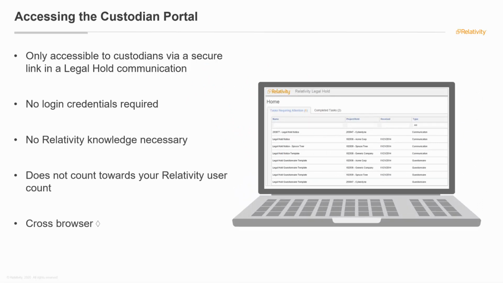There are no login credentials required. Once you click the link, you are taken directly to the portal. Essentially, the link is the password to the portal. Users don't need any Relativity knowledge in order to use it, and the number of custodians in the portal does not affect your Relativity user seat count either. And the custodian portal is compatible with all major browsers.